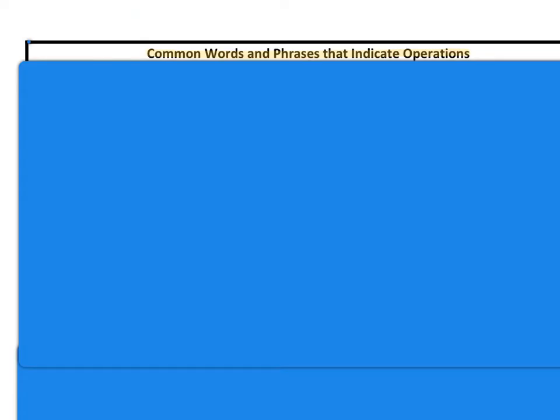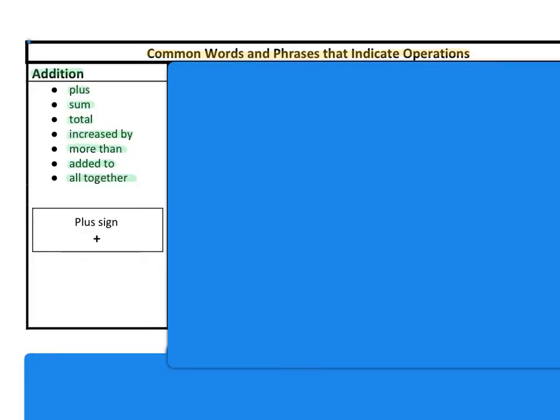So now that we know how to evaluate variable expressions, let's look at how we can use verbal models to represent expressions. We have to first figure out some common words and phrases that indicate different operations. Let's start with addition. Here are some words that mean addition: plus, sum, total, increased by, more than, added to, all together. When we see these words written within a verbal model, we should know to use the plus sign because those words tell us that we will be adding.